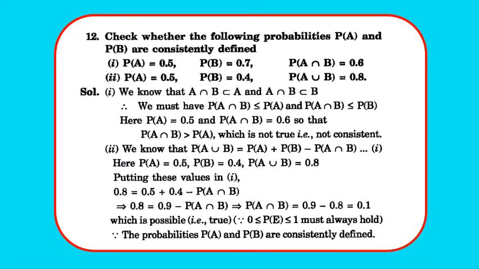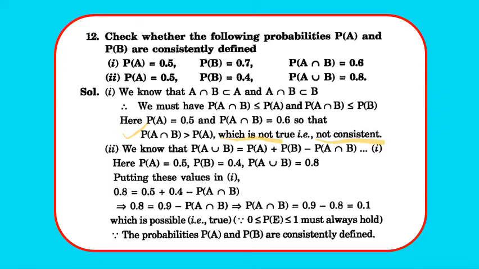Moving to question 12. Check whether the following probabilities P(A) and P(B) are consistently defined or not. So we have P(A) equals 0.5, P(B) equals 0.7, and P(A intersection B) is equal to 0.6. Now we know that P(A intersection B) must be less than or equal to P(A) and P(A intersection B) less than or equal to P(B). So here P(A) is equal to 0.5 and P(A intersection B) is equal to 0.6. So we have P(A intersection B) greater than P(A), which is not true, therefore it is not consistent.